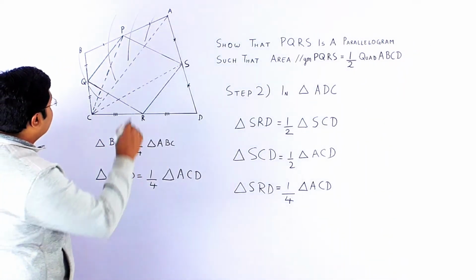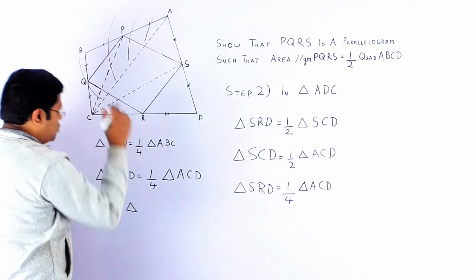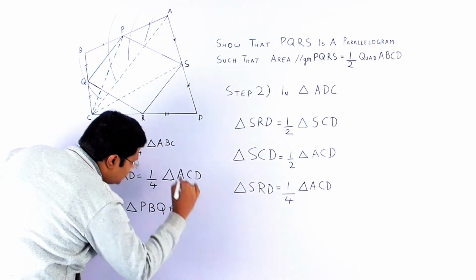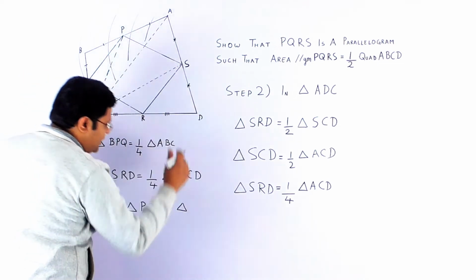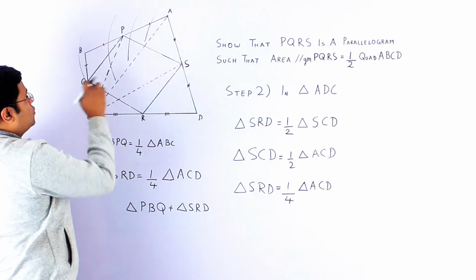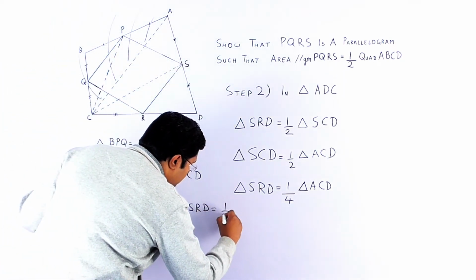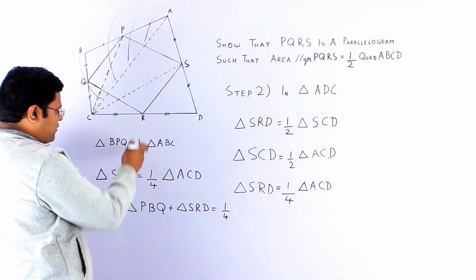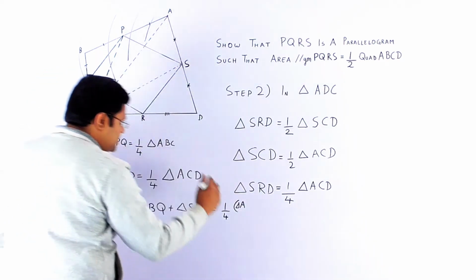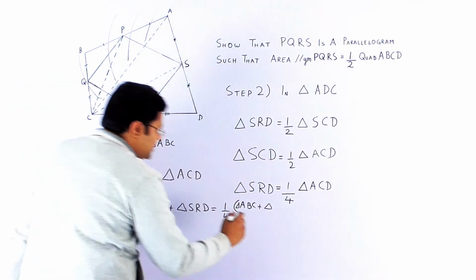Now what we need to do is just add these two statements. If I add these two statements, I get triangle PBQ plus triangle SRD is equal to, if I take 1/4 common, 1/4 of triangle ABC plus triangle ACD.